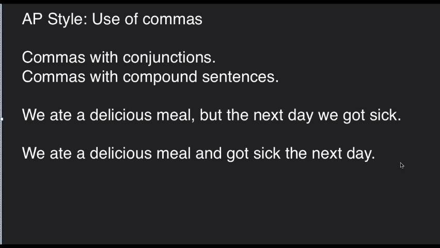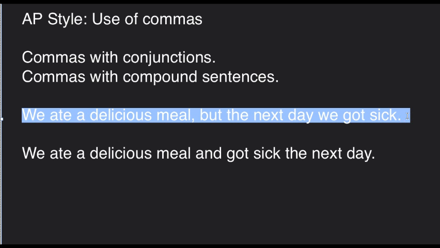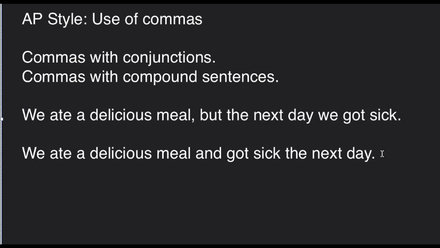Also, AP will allow you, if you have a sentence back up here with two independent clauses, to omit the comma if the clauses are really short and if you're going for a certain literary effect. But I would say, for the sake of learning and editing, look for the compound sentences and go ahead and put that comma there when it belongs.